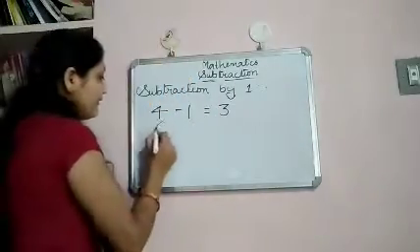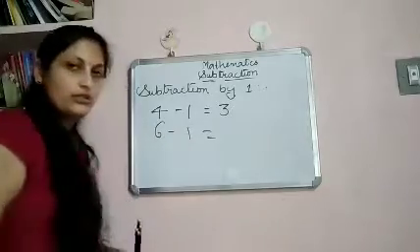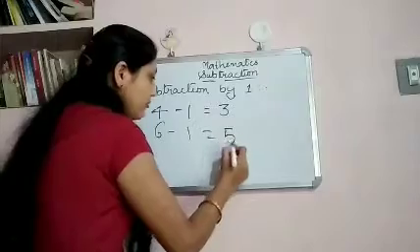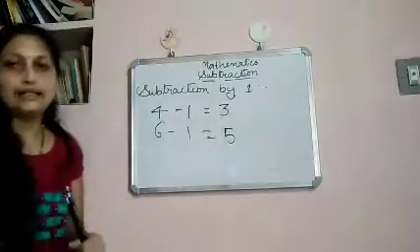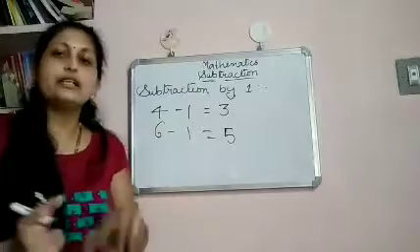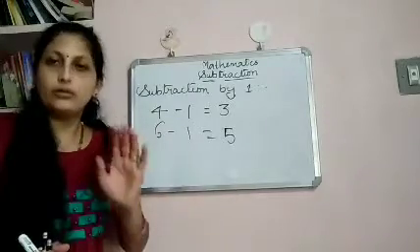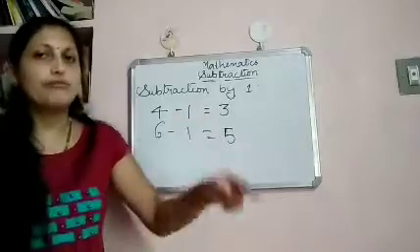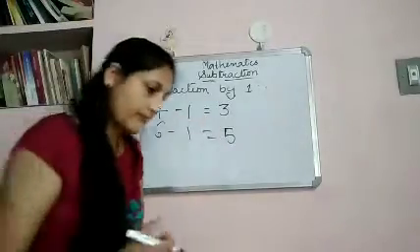So, 6 minus 1 is what? You have to write 6 before what? 5. So, 6 minus 1 is 5. Like this. Okay? This is subtraction fact. When 0 is removed, the number remains same. When 1 is removed, you will get the before number.